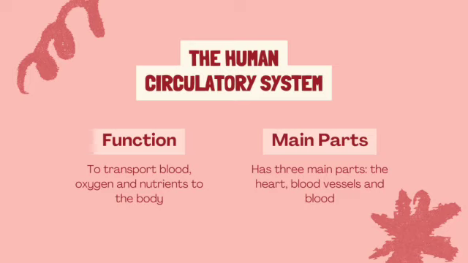What is the function of the circulatory system? The function of the circulatory system is to transport blood, oxygen, and nutrients to the body. What are the main parts of the circulatory system? The circulatory system has 3 main parts. These are the heart, blood vessels, and blood.